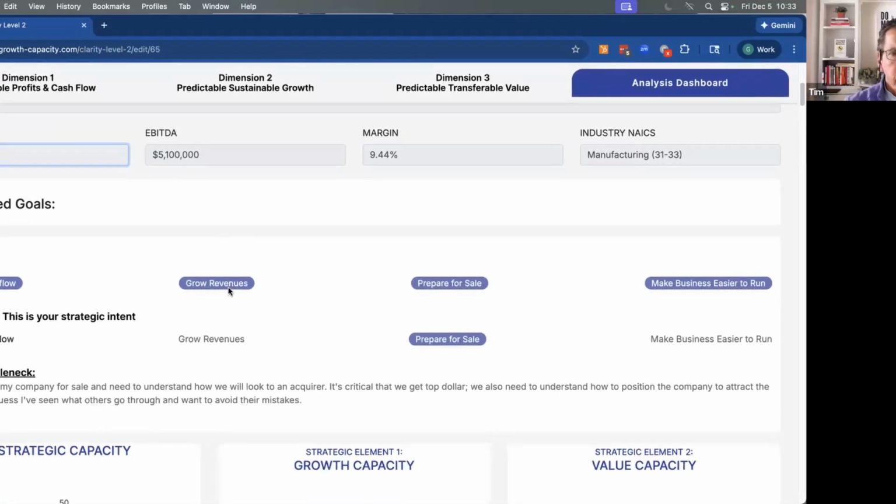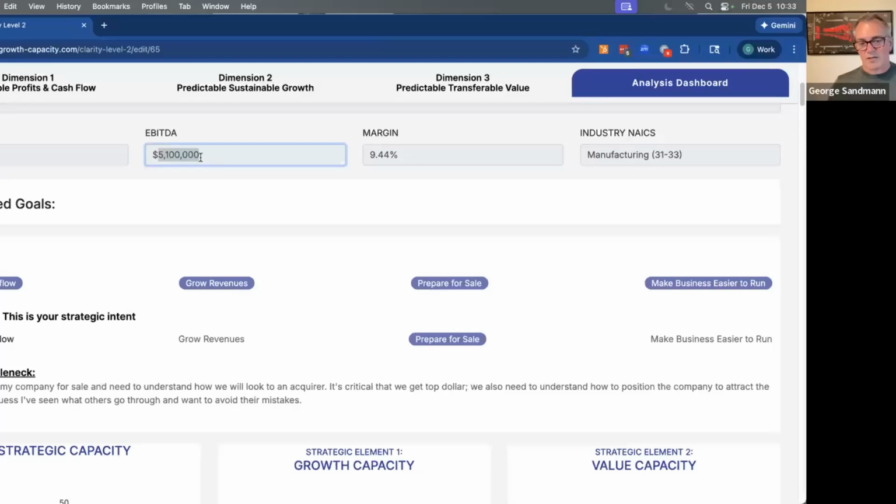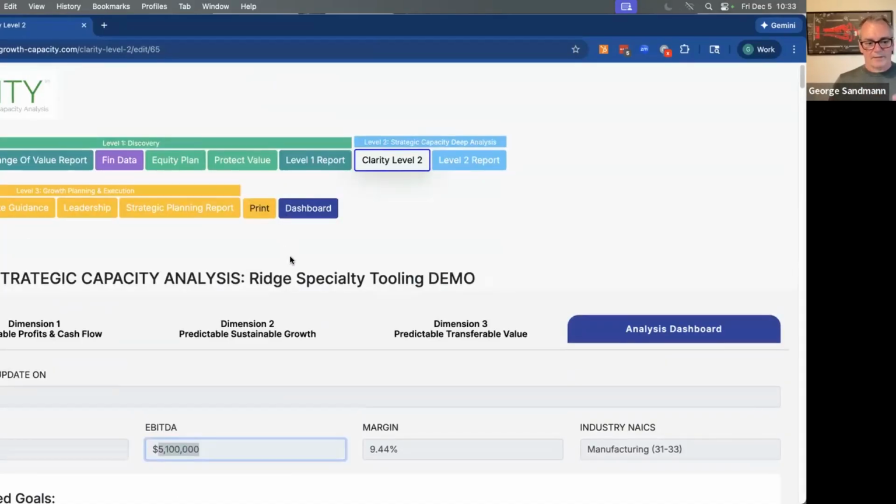Okay. So she has 54. This is the same business with 5.1. So at least he was close on EBITDA, which means the calculations of equity value planning were by and large correct, right? They're within $100,000.